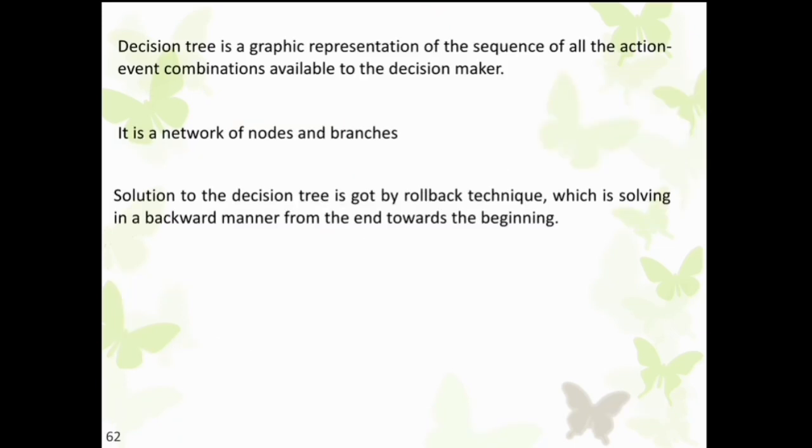Fine. Therefore, a decision tree is a graphical representation of the sequence of all the action-event combinations available to the decision maker. The decision tree will generally start from the left and end towards the right. The solution to the decision tree is got by the rollback technique, which is solving in a backward manner from the end towards the beginning.